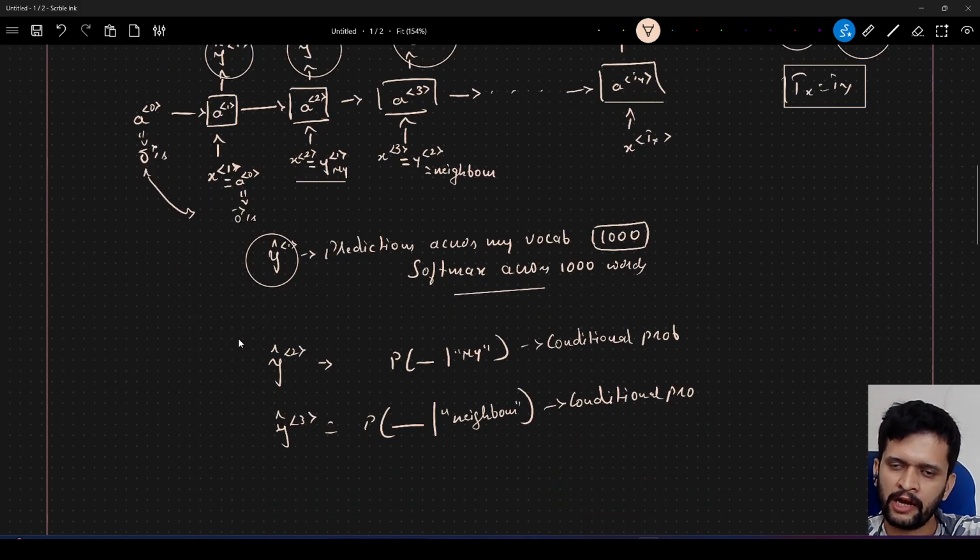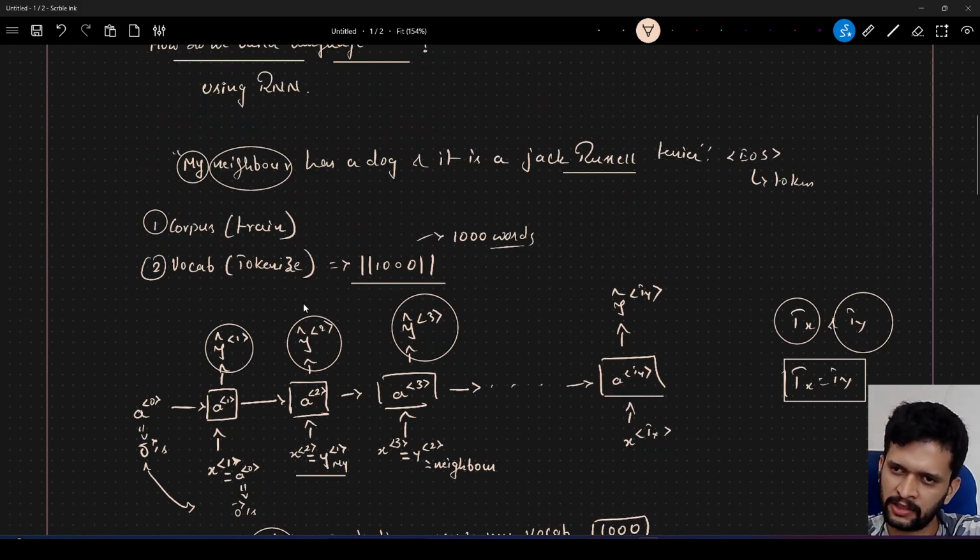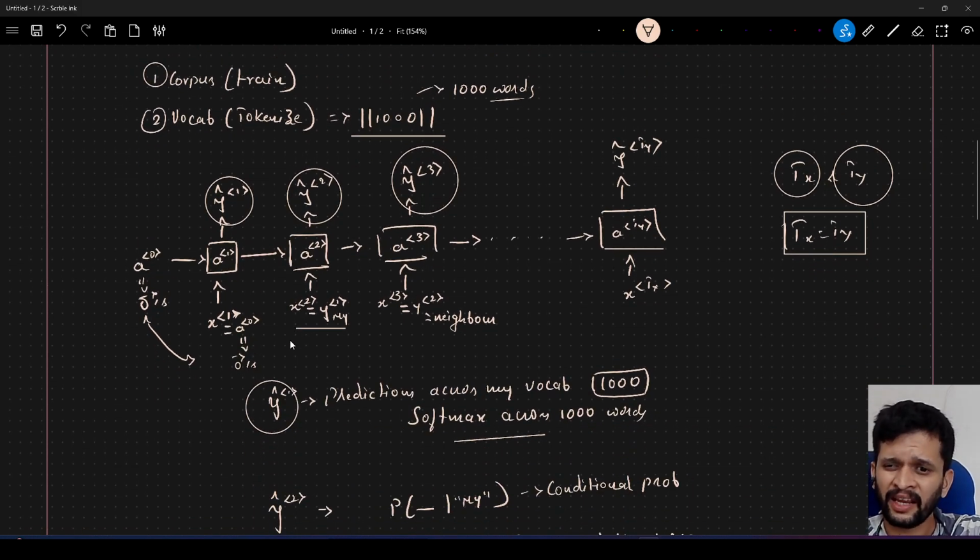So now we have to arrive at a step where we have the right predictions. If I give input as the word my, I want it to predict neighbor, right? If I give the word neighbor as input, I want it to predict the word has, right? So that I'll have the expected statement as my output. If I combine all the predicted words, I will have the expected statement. So now how will we train this for that particular task?